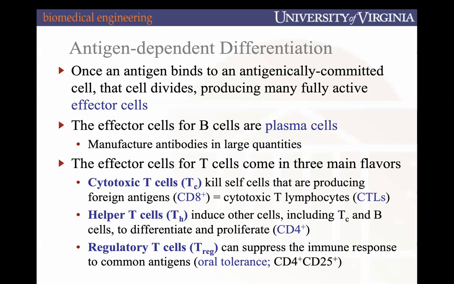So for an example, there's been a lot of work identifying ways we can promote tolerance to certain food allergens, like peanut, for example. And so regulatory T cells or Tregs play an important role in promoting oral tolerance in food allergy.